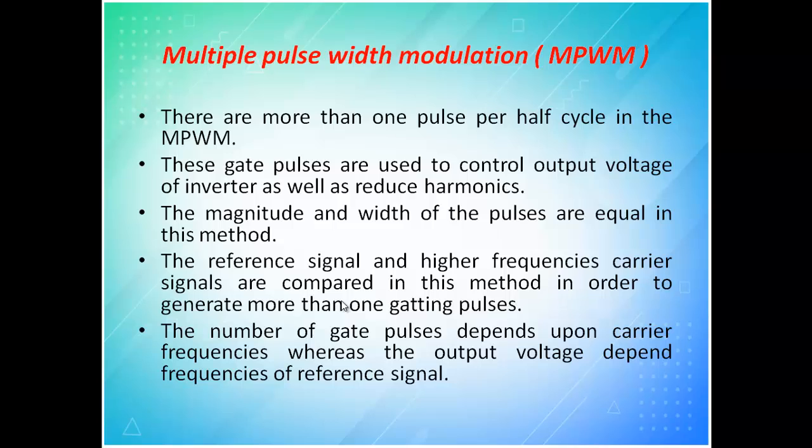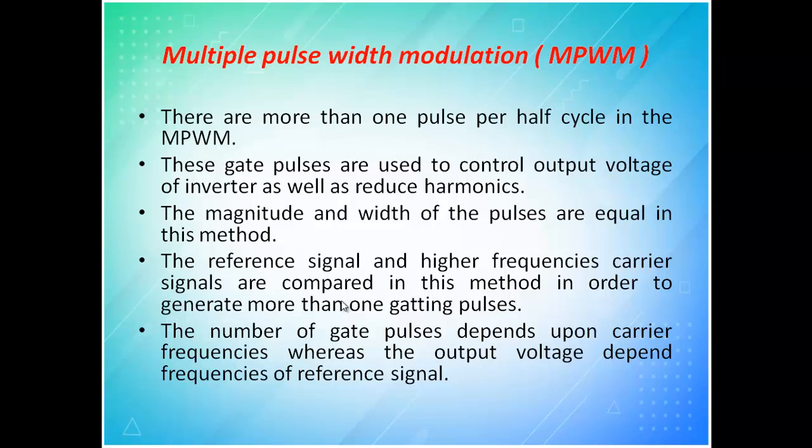Now let us move on to multiple pulse width modulation. So between 0 to pi itself, now I am going to generate more number of pulses, that is turning on and off, so that I can even come down in my harmonics. There is more than one pulse per half cycle in the multiple pulse width modulation technique. These gate pulses are used to control the output voltage of the inverter as well as reduce harmonics. This is the conclusion.